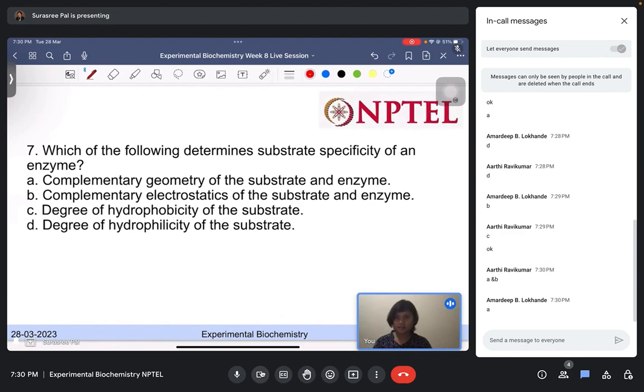Okay, Aarti's answer is perfect. So the substrate specificity is actually determined by two points: geometry and electrostatics of the substrate and the enzyme. The geometry of the substrate and enzyme has to fit each other, so their shape has to fit each other, and they also need to be electrostatically interacting. So the correct answer is A and B.